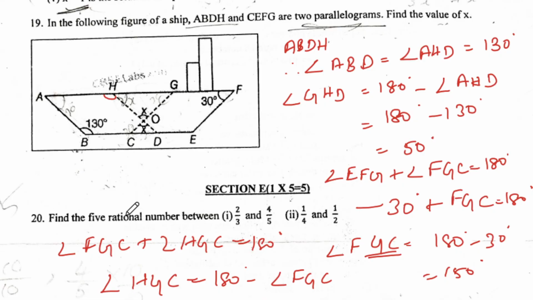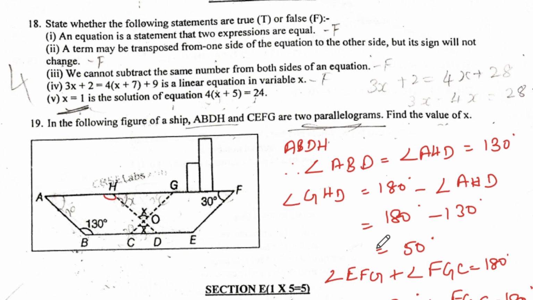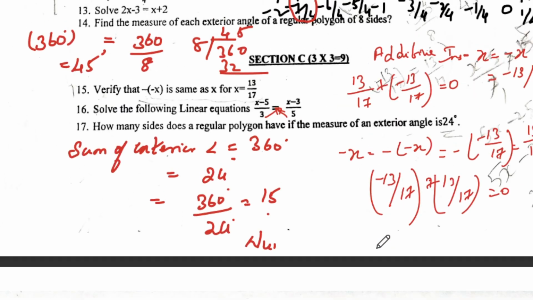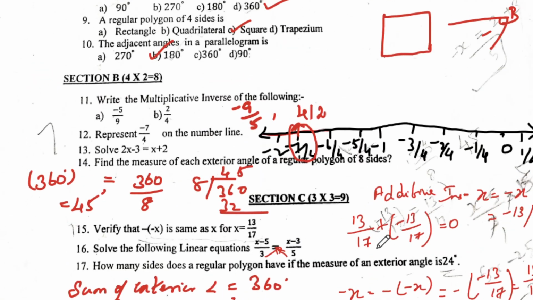So find the rational number between 2 by 3 and 4 by 5, and 1 by 4 and 1 by 2. These are like very easy questions. So 5-mark questions. So now we are completing this question paper, students.